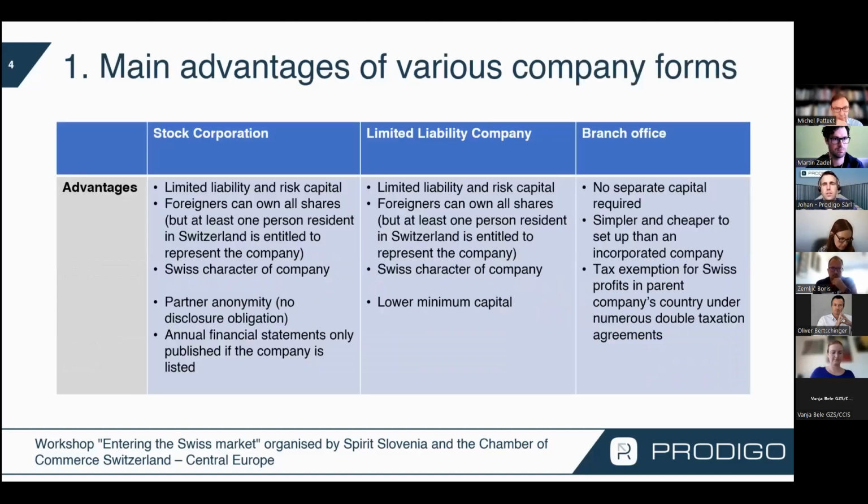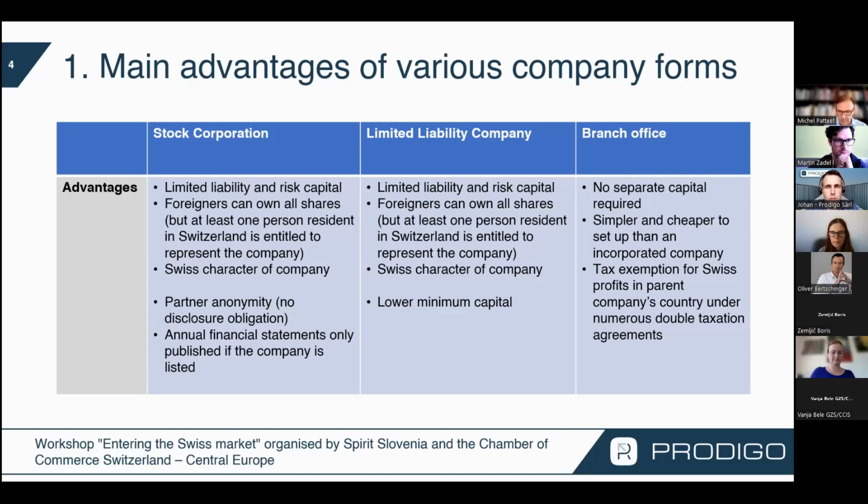Now, what are the main advantages of each form? For the stock corporation and the LLC, the liability and the financial risk are limited. It means that you are not personally responsible for the company in case of debt or legal problems, for example. Another advantage that is common to the first 2 forms is that the company can be owned by a foreign firm or a foreign citizen. But in any case, it has to have 1 representative based in Switzerland.